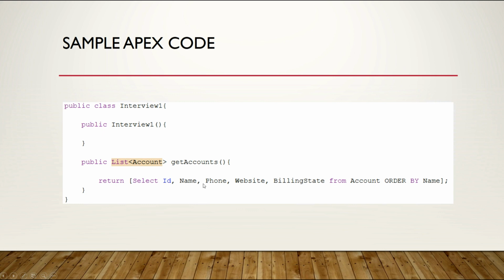You have select ID, name, phone, website, billing state from the accounts table. And then what we want to do is order by name. So what we're going to have now is just a list, and each element in that list is going to be a record from this table, and each element in the list is going to be sorted by the account name. Hopefully that makes sense to you guys. It's pretty straightforward, and I hope you guys comprehend this.